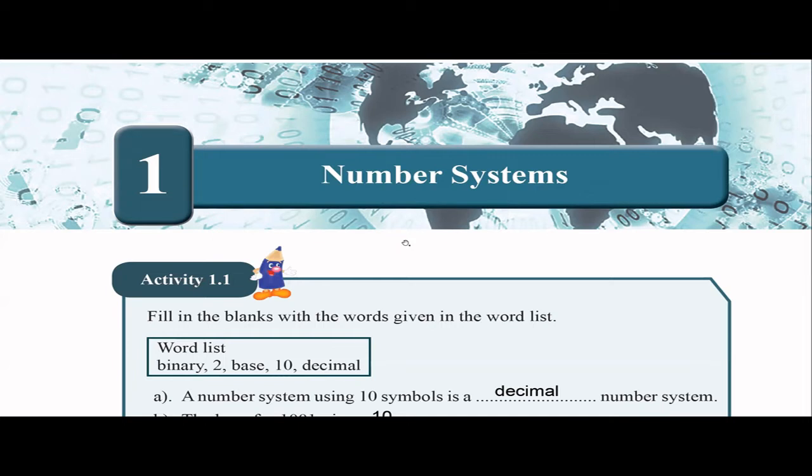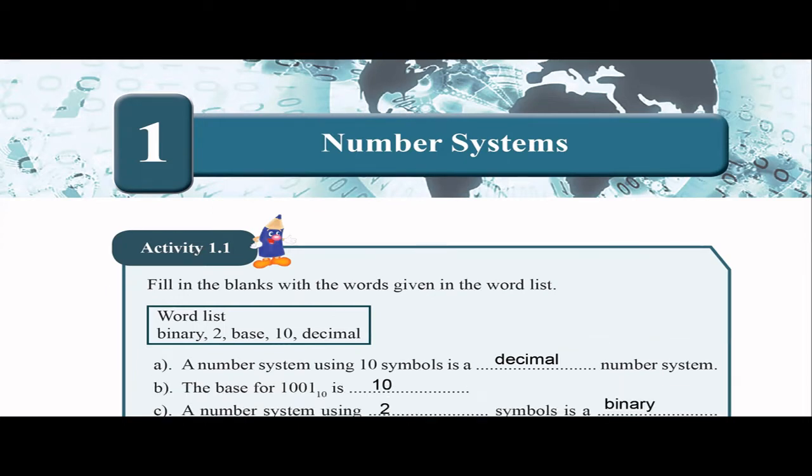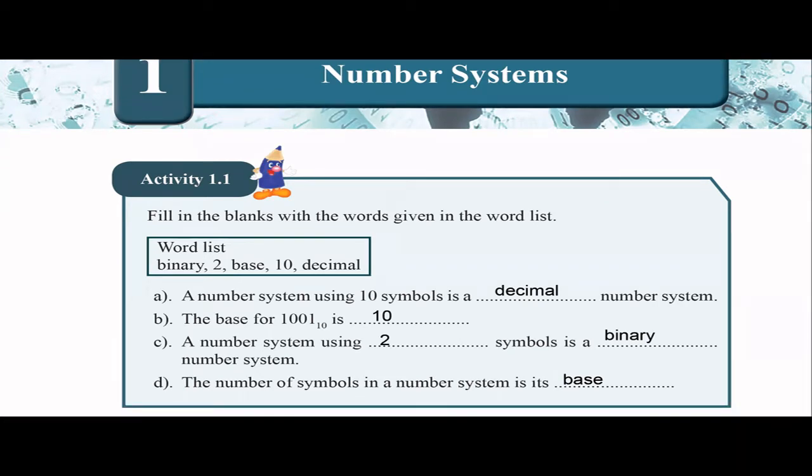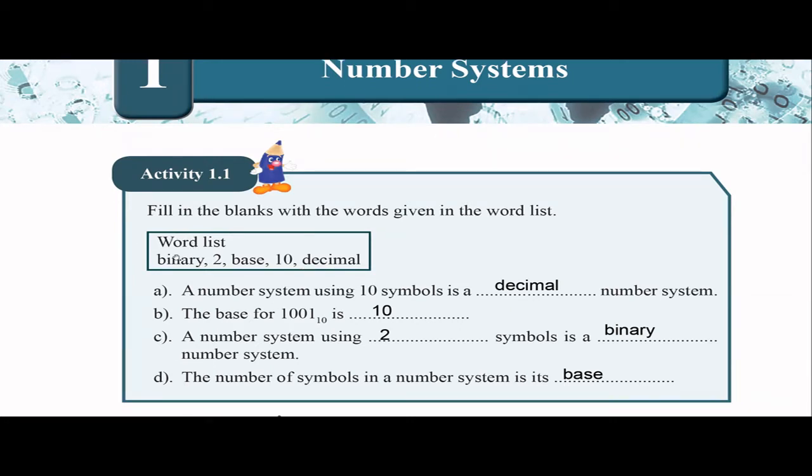Chapter 1, number systems. I have done the lesson separately, so this is only the workbook. Activity 1.1. Here you have to fill in the blanks with the words given in the word list. It's very easy because this is the word list. There are 5 answers and 5 blanks.